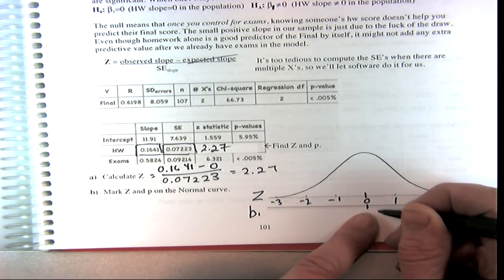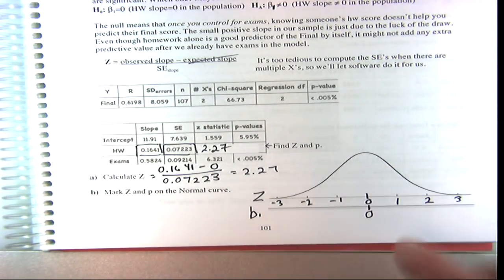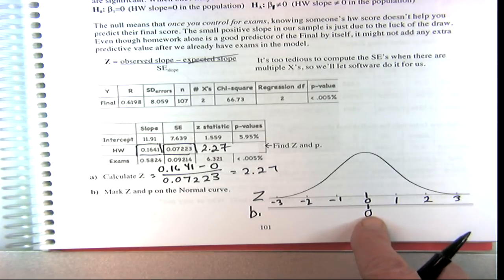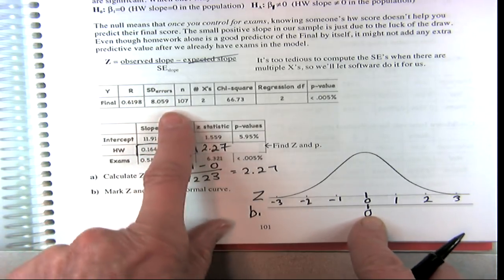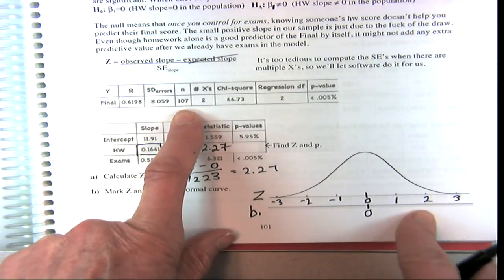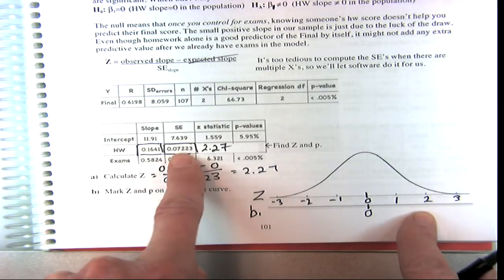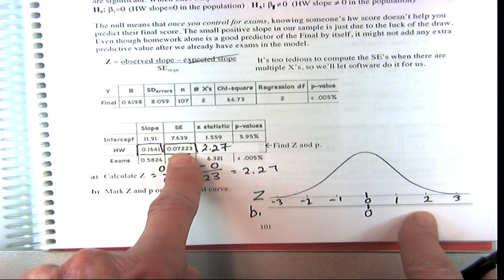Now our expected slope is 0. Right? That's what we expect it to be. But every time we take a sample of 107 students out of this larger population, we're going to get a slightly different slope. And how much it varies is given by our standard error for the slope. Okay?